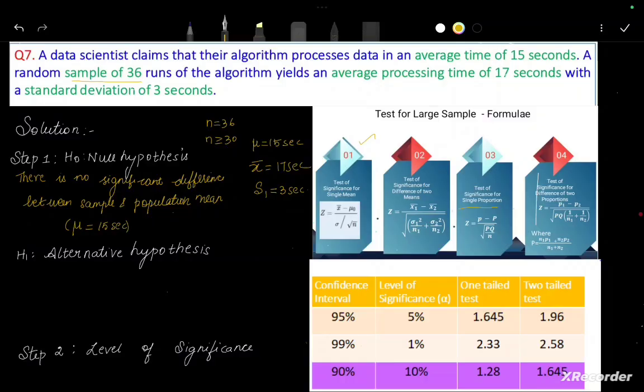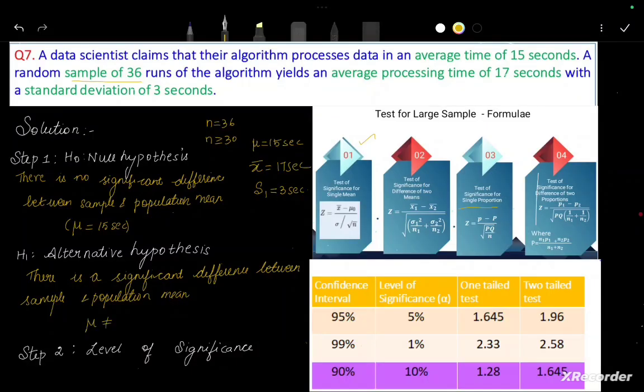Now coming to your alternative hypothesis. It is just the opposite, the complement of your null hypothesis. So here you will write: there is a significant difference between sample and population mean. The other way you can write it is mu is not equal to 15 seconds.